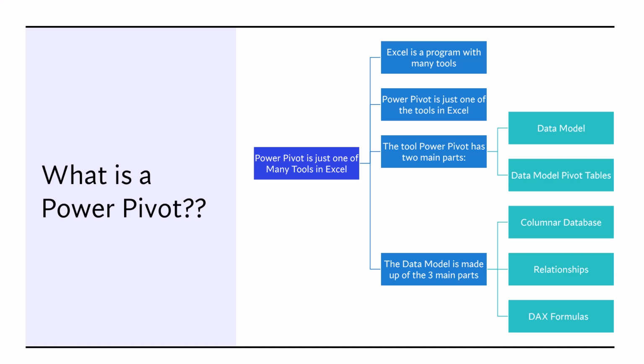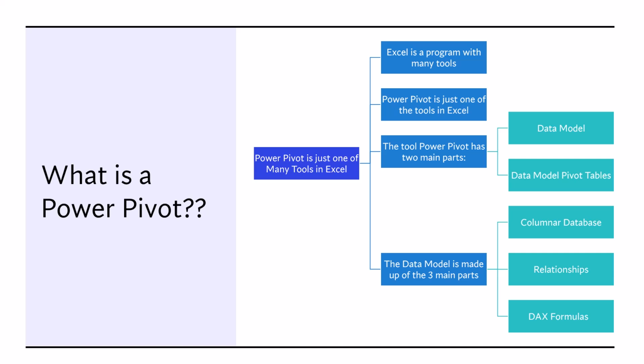So if my data crosses 1 million rows, or 10 lakh 48,576 rows and above, then I have to move my data to a data model. So when I come back to Power Pivot, again, Power Pivot is a very powerful tool in Excel.